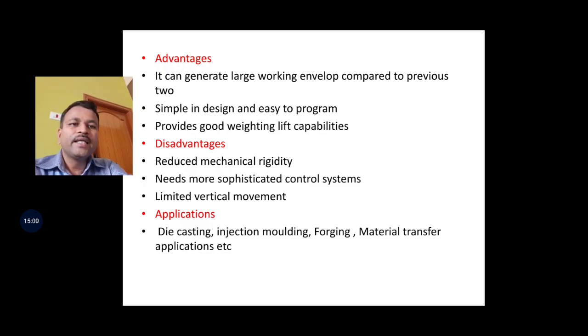Next, applications: die casting, injection molding, forging, material transfer applications, etc. These are manufacturing processes. Die casting, injection molding, forging, material transfer, all these are manufacturing processes.